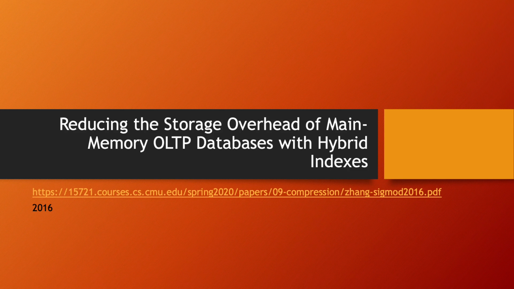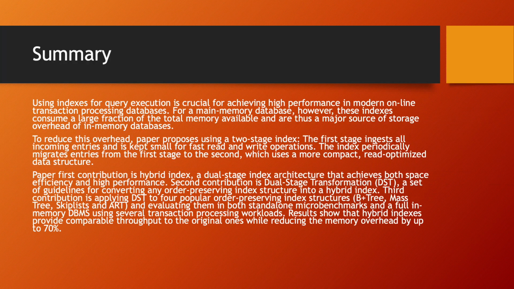Paper of the day is Reducing the Storage Overhead of Main-Memory OLTP Databases with Hybrid Indexes. It's a 2016 paper. Looking at the summary, using indexes for query execution is crucial for achieving high performance in modern online transaction processing databases.